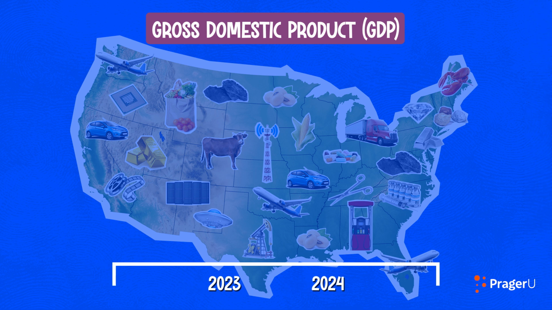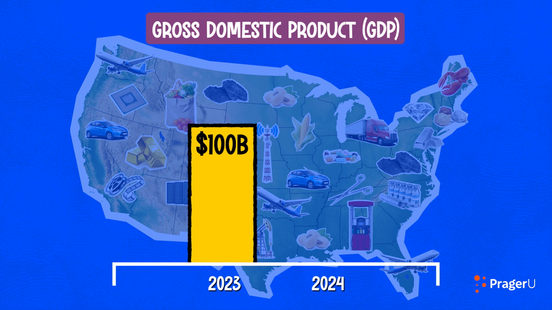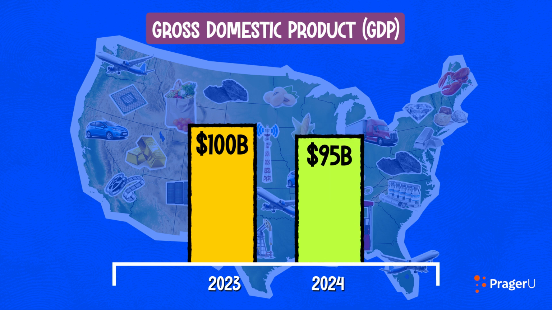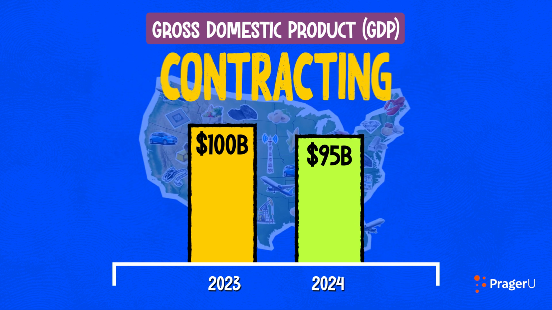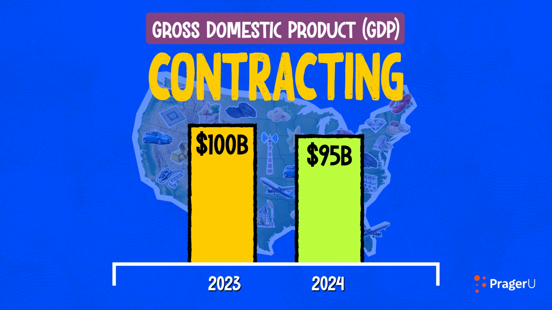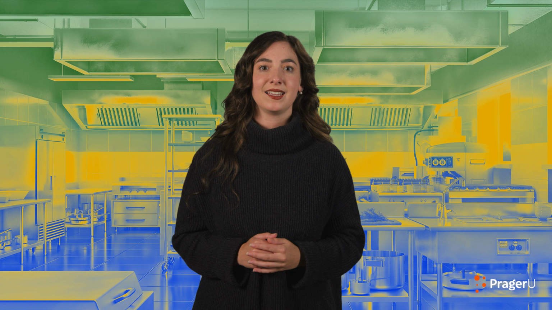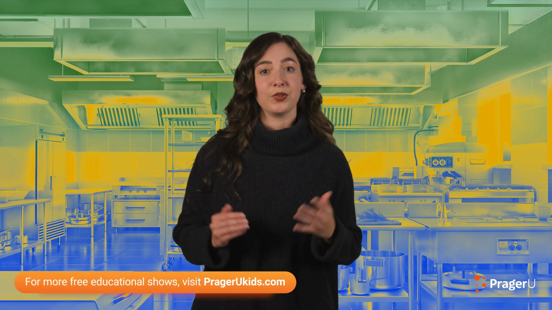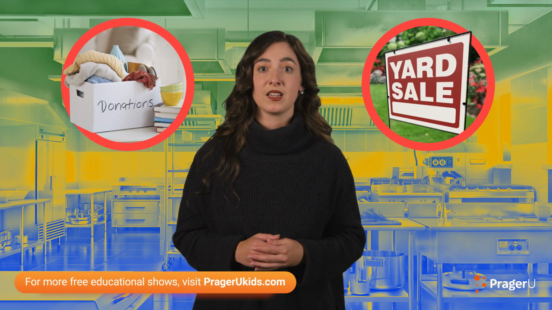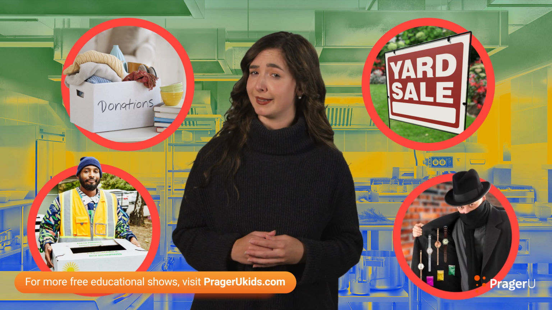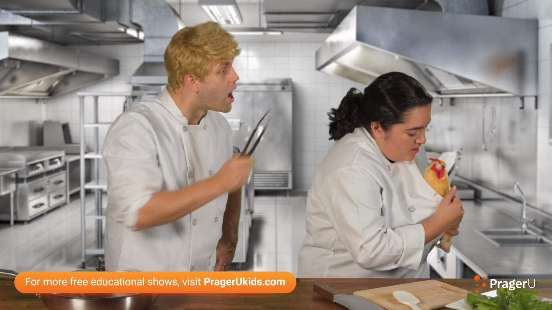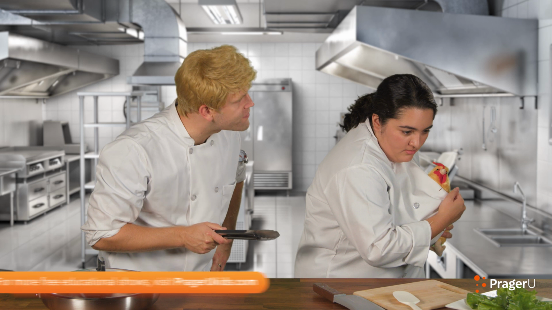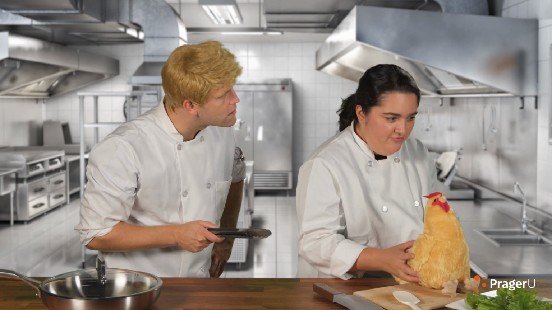Sorry, Chef. GDP is also viewed over time to measure a country's economic growth. If an economy's GDP is $100 billion one year and only $95 billion 1 year later, then that economy is contracting. But if instead the number is $105 billion 1 year later, the economy is expanding. GDP doesn't count everything, including donations, sales of used items, volunteer work, or illegal activities. Remember, no illegal activities. Yes, Chef.